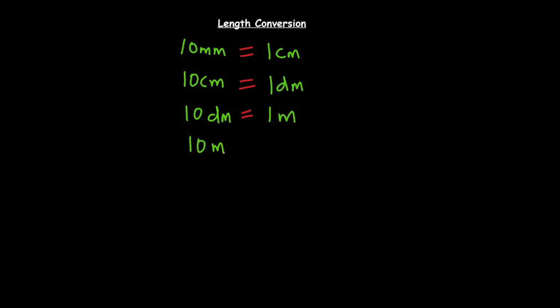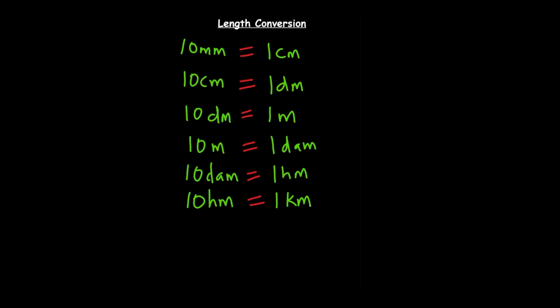Let's go through some basic metric length conversions. 10 millimeters equal 1 centimeter. 10 centimeters equal 1 decimeter. 10 decimeters equal 1 meter. 10 meters equal 1 decameter. 10 decameters equal 1 hectometer. 10 hectometers equal 1 kilometer.